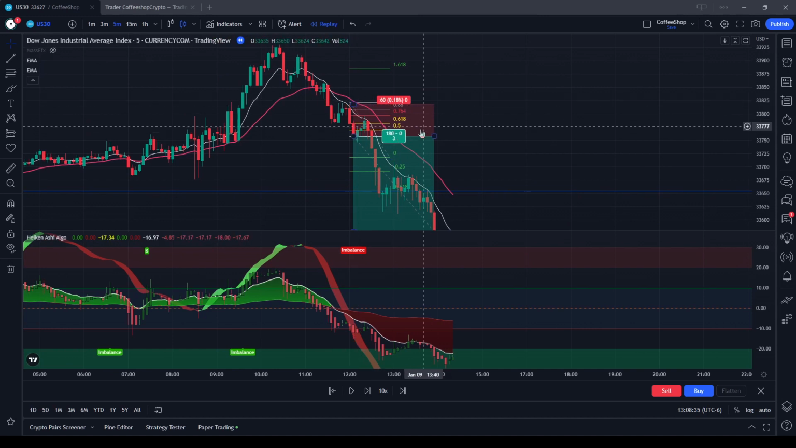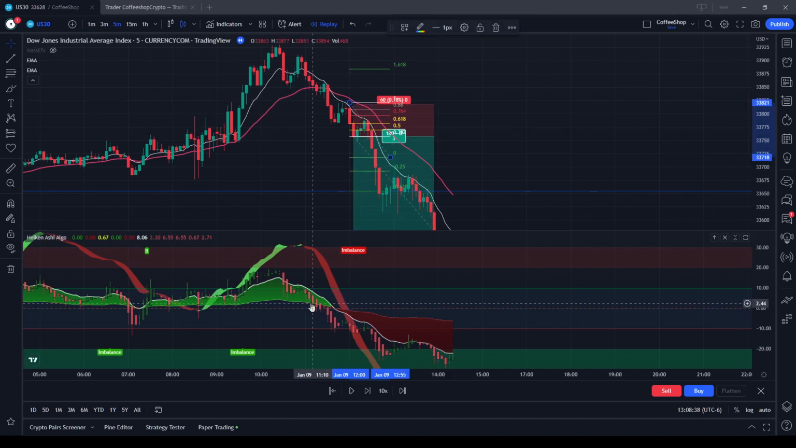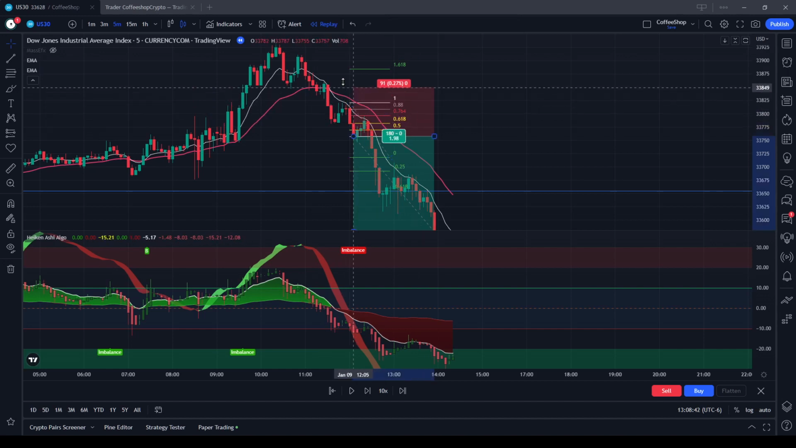What I didn't do was I didn't set my actual swing high. My swing high is here, the first red candle. This is my swing high. There, that's my swing high. I don't want to leave that out, okay?